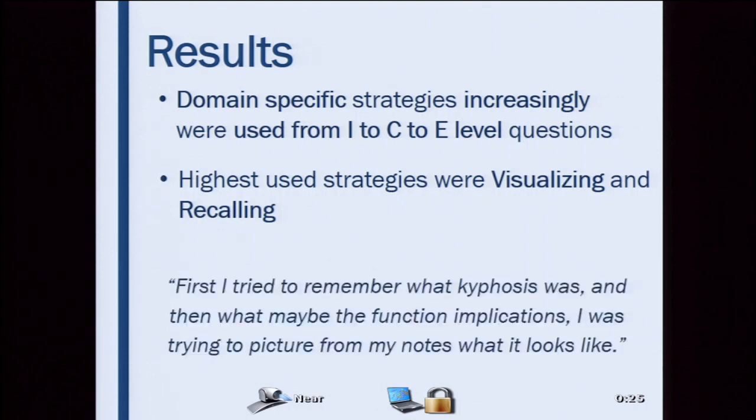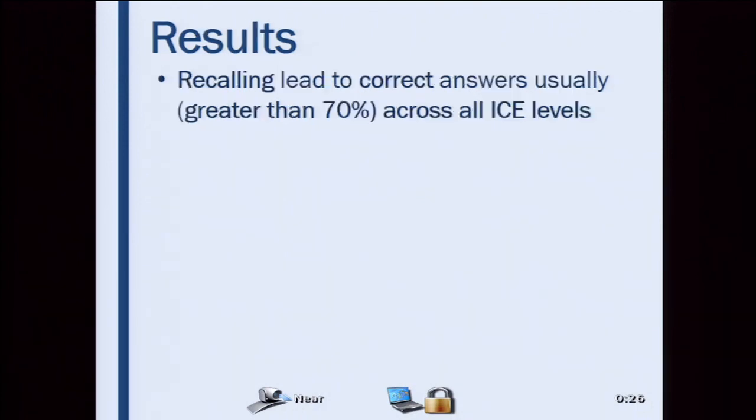This is an example of one student who said, first I tried to remember what kyphosis was, and then what maybe the function implies or implications. I was trying to picture from my notes what this looks like. So you see there, first I tried to remember, that's your recalling, and then trying to picture from my notes what it looks like, visualizing. They're trying to picture from their notes a diagram that they might have seen to help them answer the question. Recalling led to the correct answer usually, so greater than 70% of the time, in all levels.